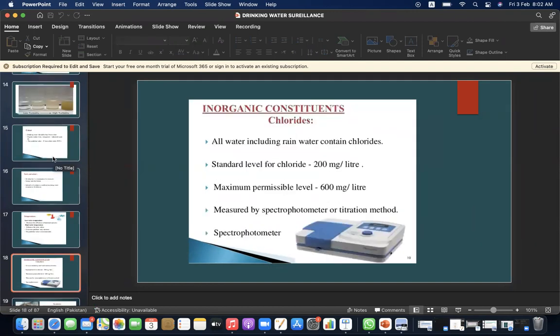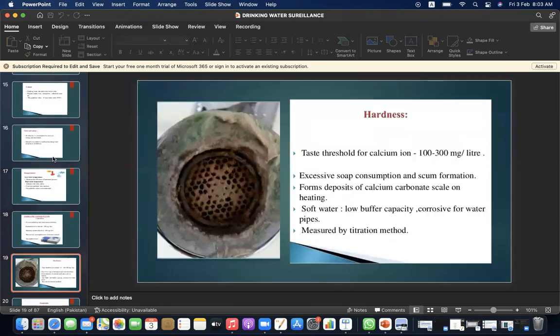Inorganic constituents: chlorides. All water, including rainwater, contains chlorides. The standard level for chloride is 200 milligram per liter. Maximum permissible level is 600 milligram per liter, measured by spectrophotometer or titration method. So, spectrophotometer, here's a picture of that.